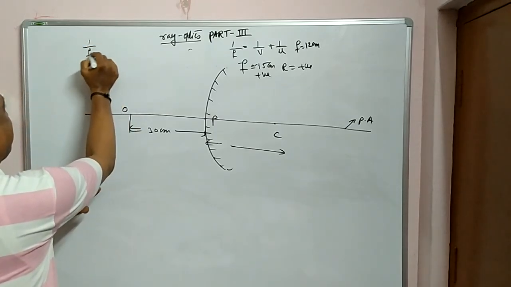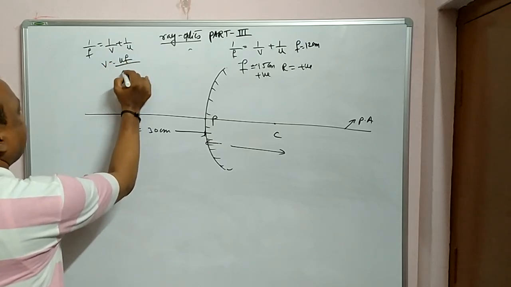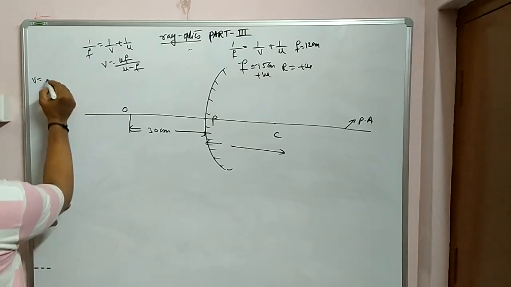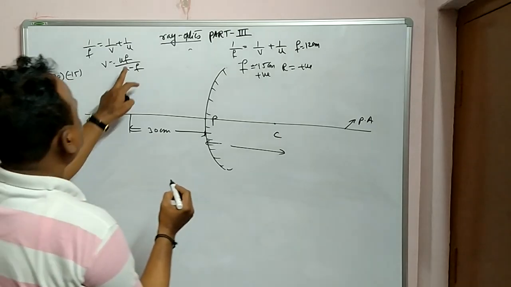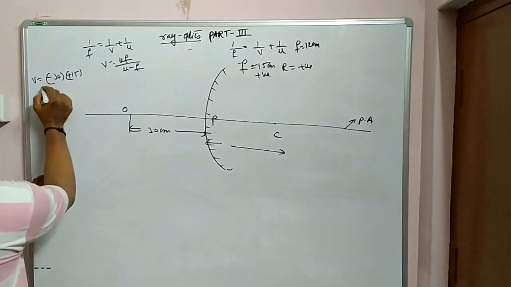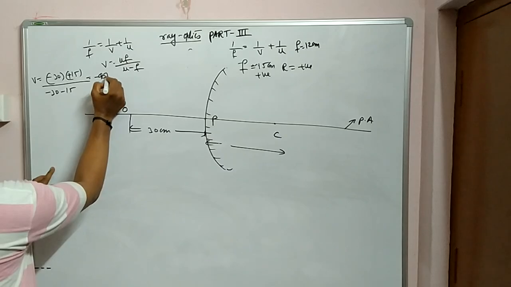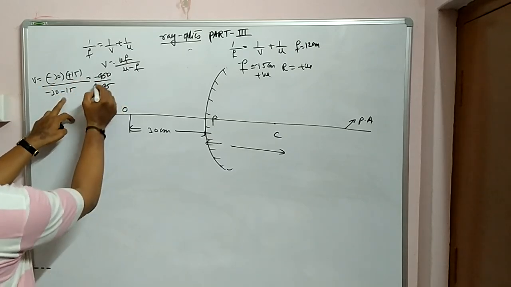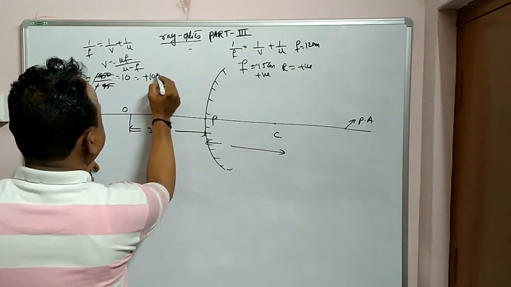Once again we will apply the same mirror formula, 1 by v plus 1 by u, or v is equal to uf by u minus f. So when you apply, the image distance you will be getting as uf, that is minus 30 into minus f. Here f is focal length, it's positive, uf by u minus f. On the top it is minus 450, down it is minus 45, you can see, minus 45. Minus gets cancelled, 450 by 45 is 10. So here I got plus 10 cm.